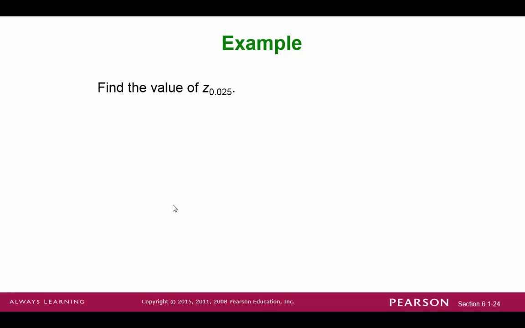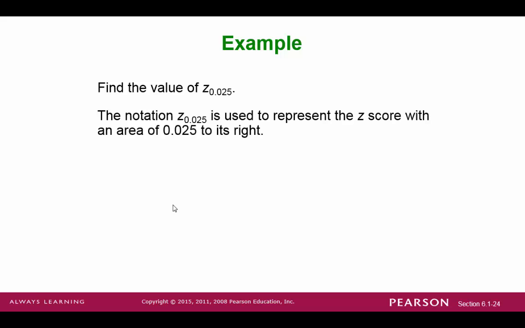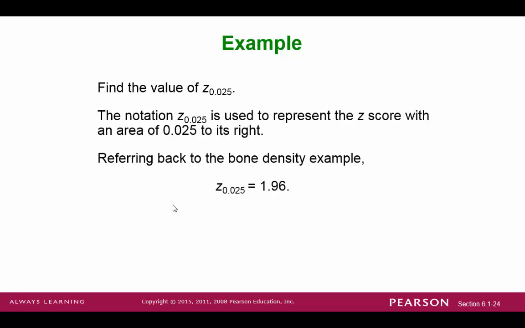So in the example that we were doing, the value of z sub alpha, where alpha is 0.025, is going to be 1.96. That's the critical value that we found on the right side. Okay, that's the end of section 6-2.